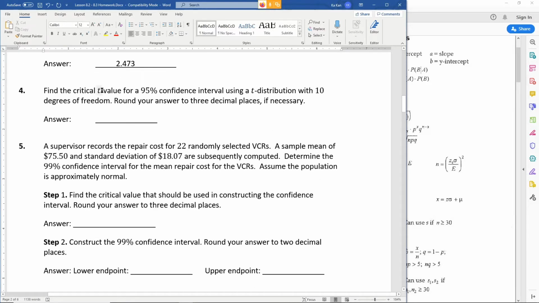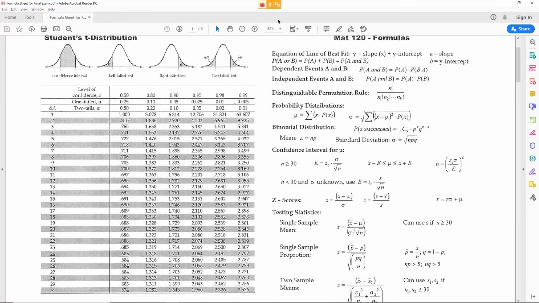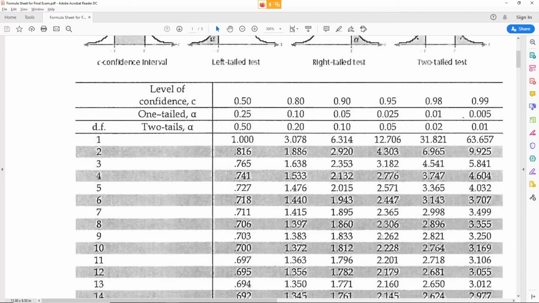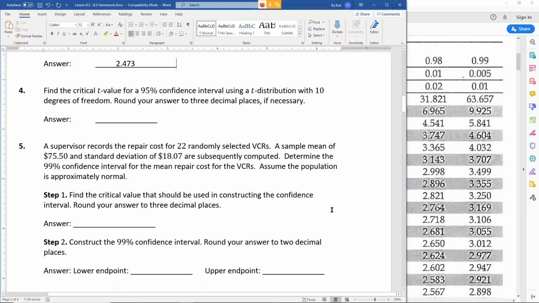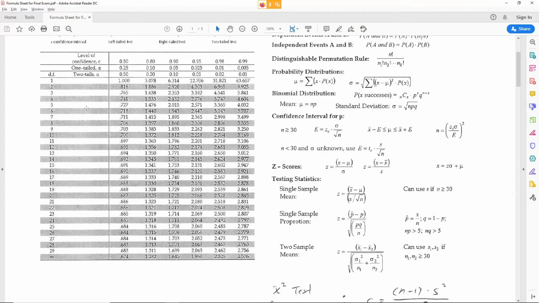Find a critical t-value for a 95% confidence interval using a t-distribution with 10 degrees of freedom. So for a 95% confidence interval, same thing. You have to look at this formula sheet. So look at this table. Let me make it a little bit bigger. The 95% confidence interval is this one, so it's the level of confidence, and 0.95 is right here, this column.